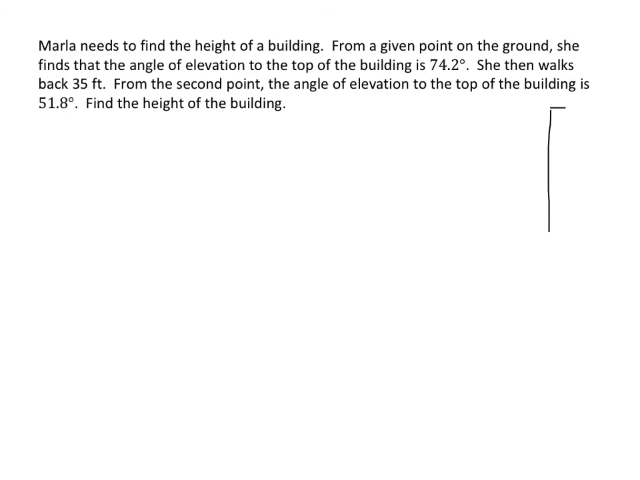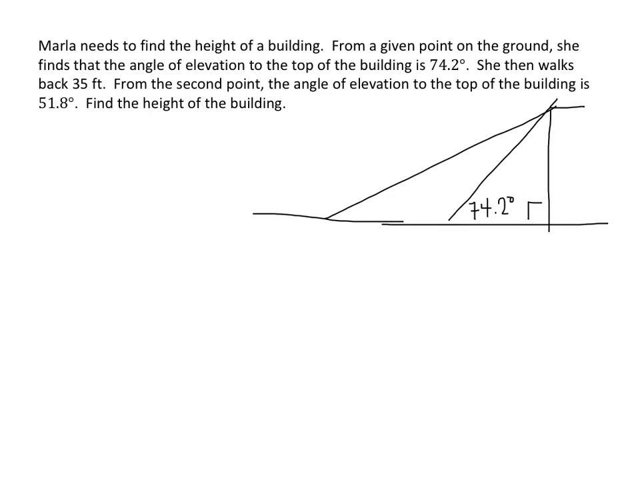So the first thing we have to do is sketch this. The nice thing about buildings is that they're perpendicular. So our first angle of elevation is 74.2. Our second angle of elevation is 51.8. And we know that the distance between these two is 35 feet.